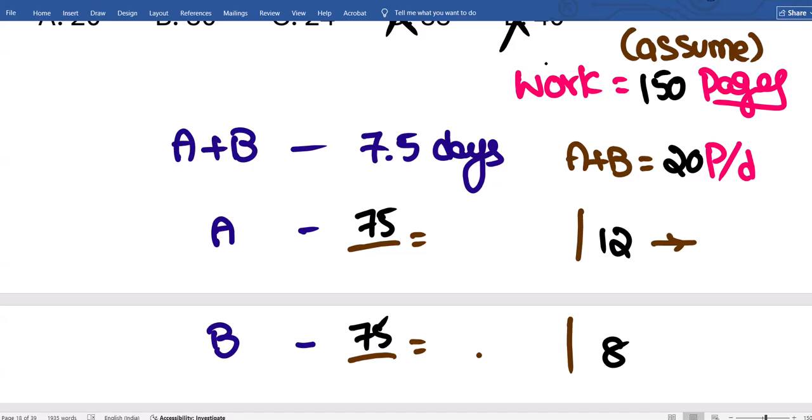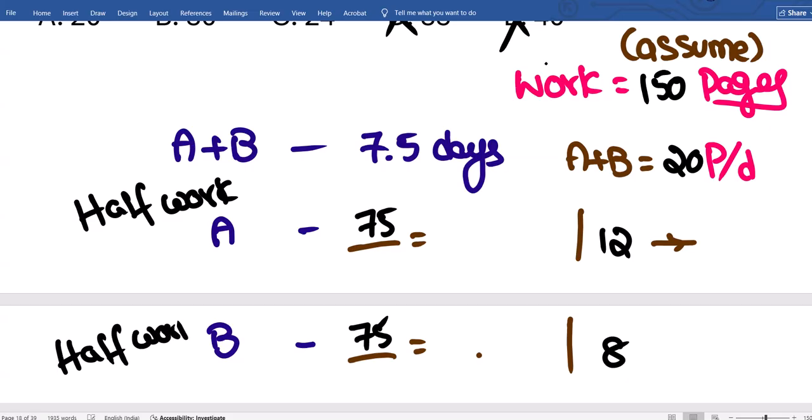Right? Half of the work. Why 75 here? Half work. I am trying both for half work. Now 75 divided by 12. This is 75 divided by 8. 75 divided by 12.